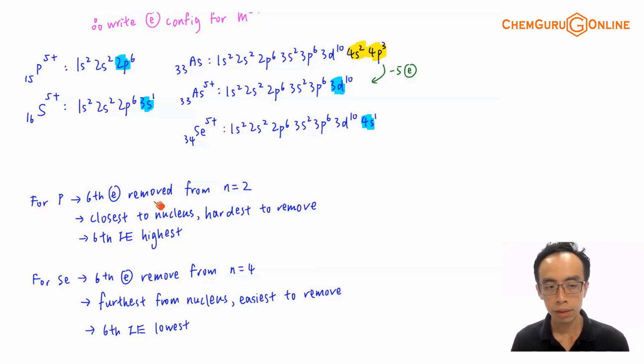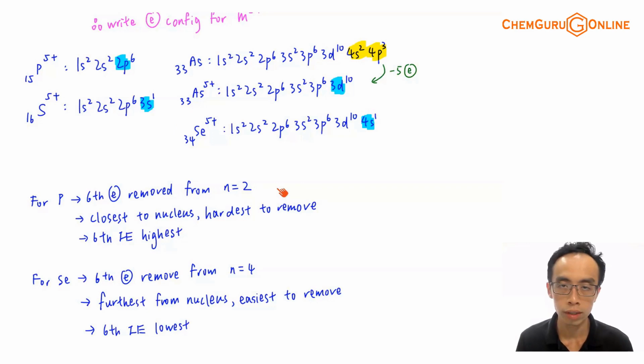Involving phosphorus, electron number 6 is removed from the second principal quantum shell, n equals 2, as compared to the rest of them. Sulfur is from n equals 3. Arsenic also is from n equals 3. Selenium is from n equals 4. So we actually have this comparison already. For phosphorus, electron number 6 is removed from n equals 2, which is the closest to the nucleus. Attraction is the strongest, hardest for me to remove.